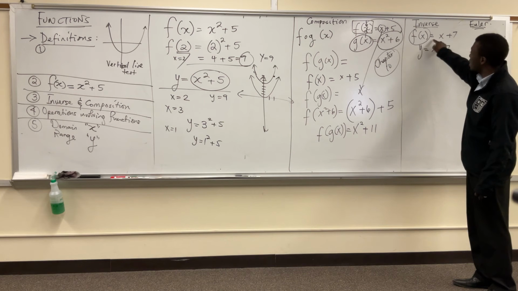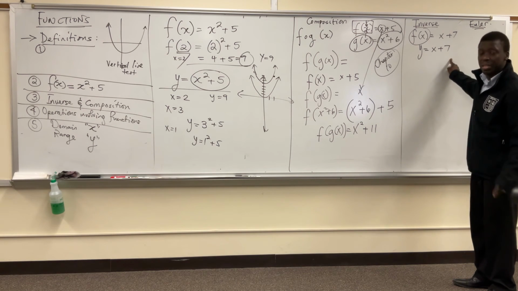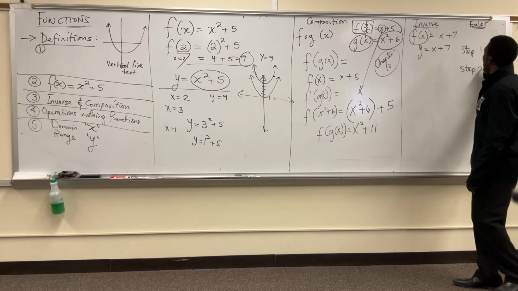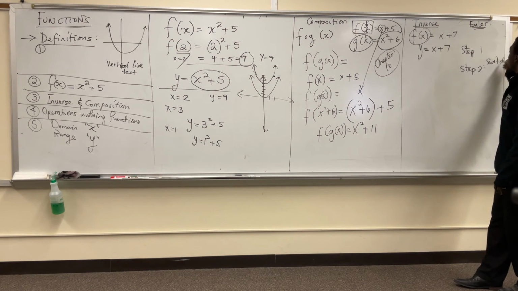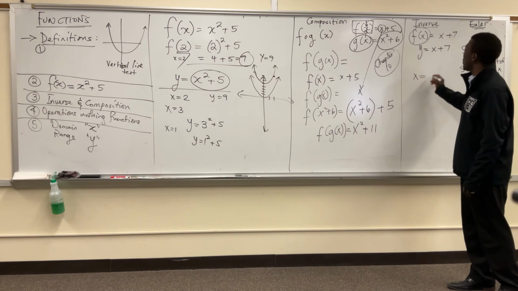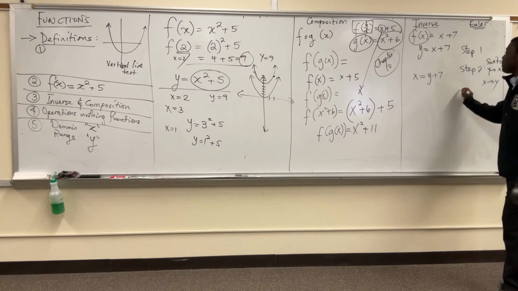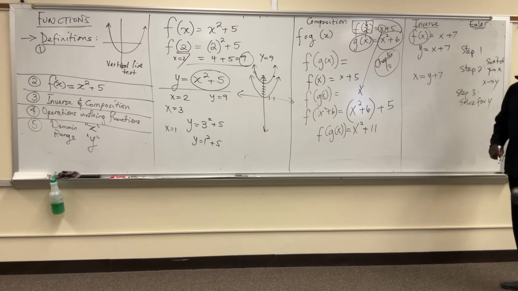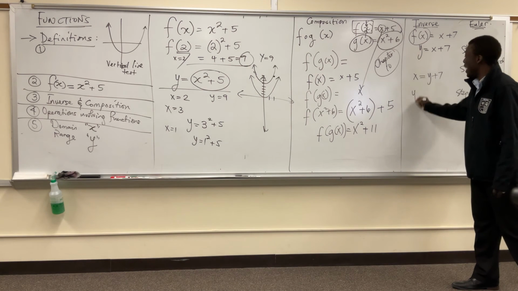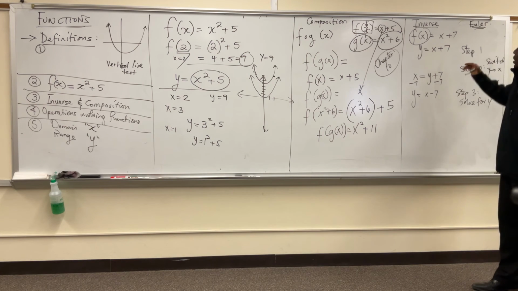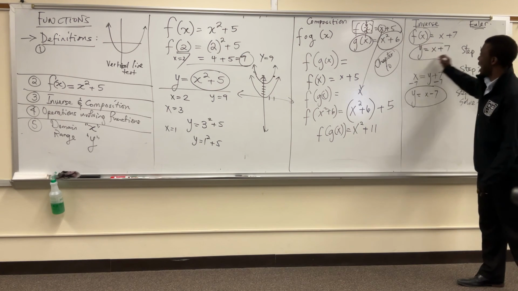So instead of f of x is equal to x plus 7, you write y is equal to x plus 7. That's step 1. Step 2 is switch your y to x and your x to y. Switch all the x's to y and all the y's to x's. So this will become x is equal to y plus 7. Step 3 is solve for the new y that you now have. So basically this will become y is equal to x minus 7 because we subtract 7 from both sides. This is the inverse of that.